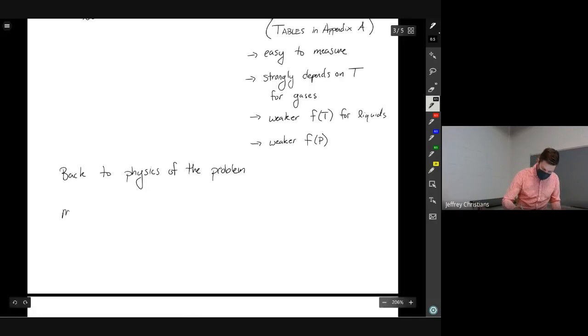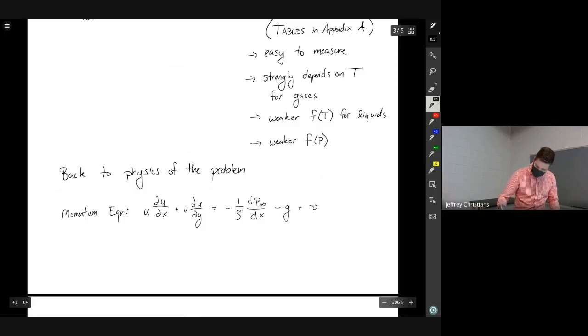So the momentum equation is U du dx plus V du dy minus 1 over the density dp infinity dx minus G plus mu over density d squared u dy squared.